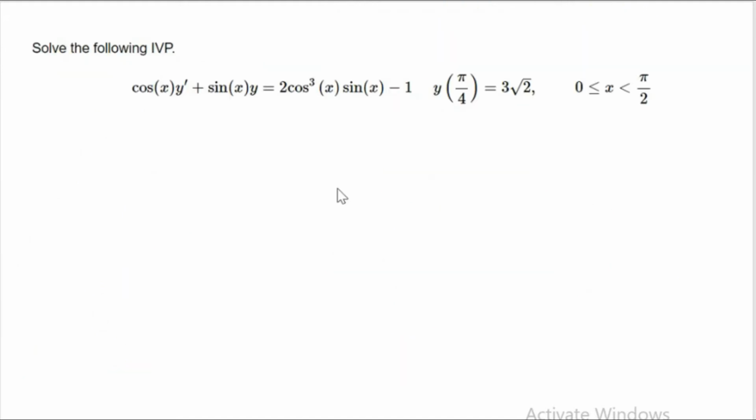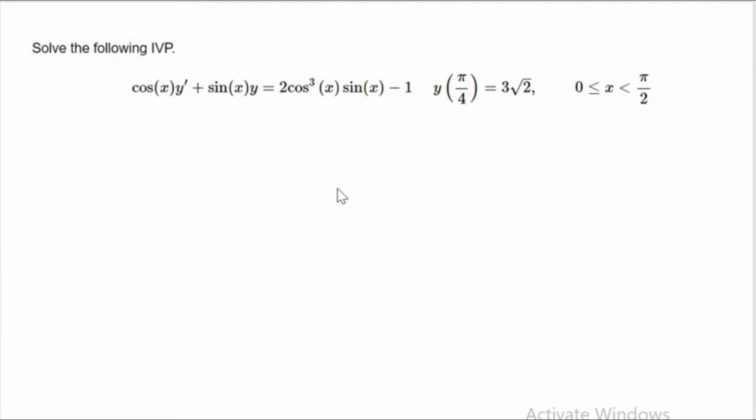So the next problem is: solve the following IVP, which stands for initial value problem, with the equation cosine x y prime plus sine x y is equal to 2 cosine cube x sine x minus 1, where y of pi over 4 is equal to 3 square root of 2, provided that x is greater than or equal to 0 and x is less than pi over 2.